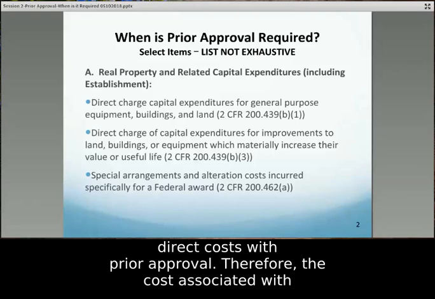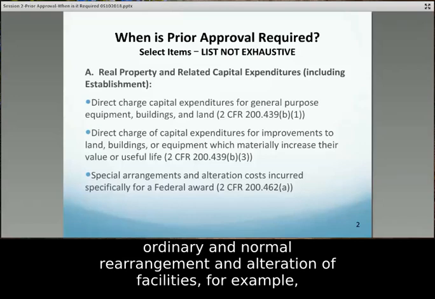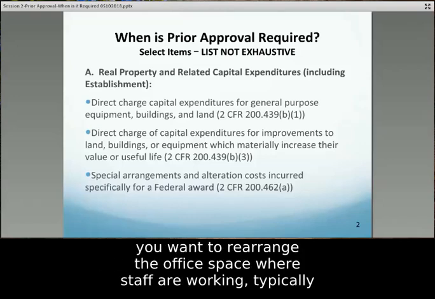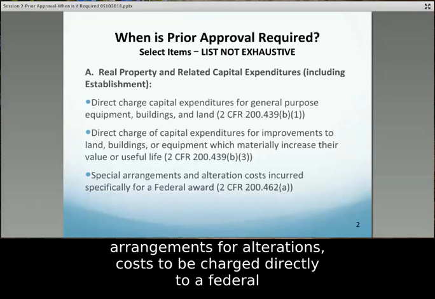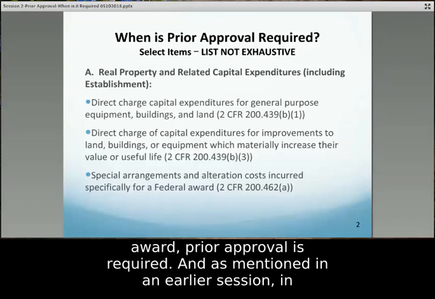Therefore, the costs associated with ordinary and normal rearrangement and alteration of facilities, for example, you want to rearrange the office space where staff are working, typically those costs should be paid using an indirect cost methodology. For special arrangements or alterations, costs to be charged directly to a federal award, prior approval is required.